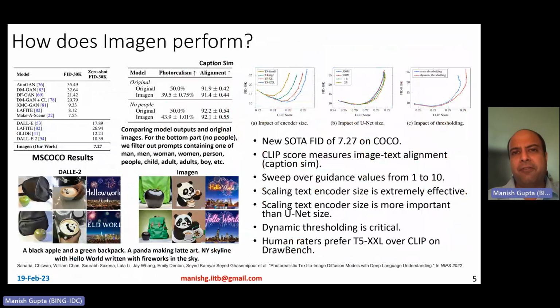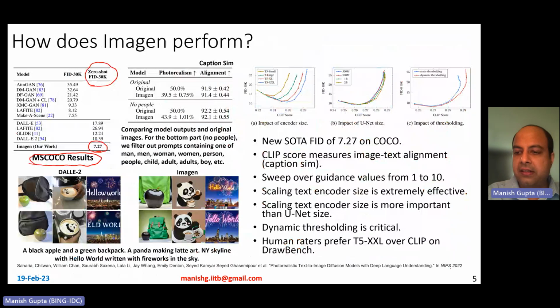Okay. So how does Imagen perform? Is it better than DALL-E? Is it worse than DALL-E or DALL-E 2 and so on, right? So, well, here are the MS COCO results. MS COCO results, and again, zero-shot results on the 30K set in terms of FID scores. And what you observe is that Imagen established a new state of the art, right?